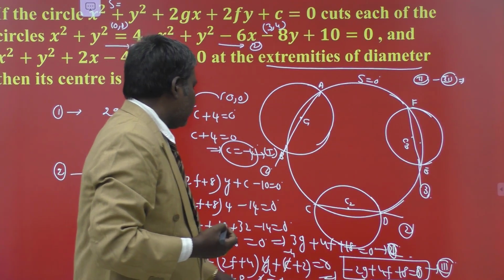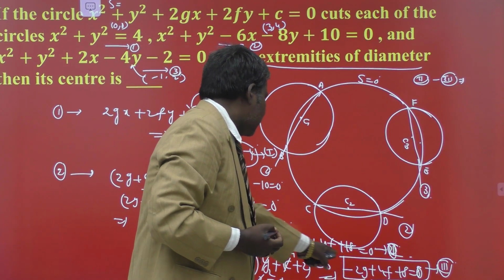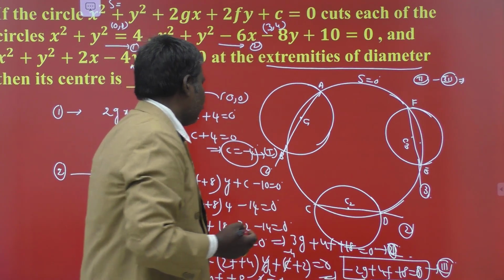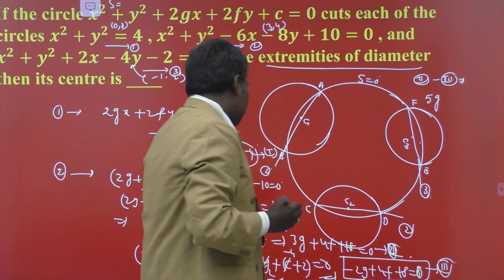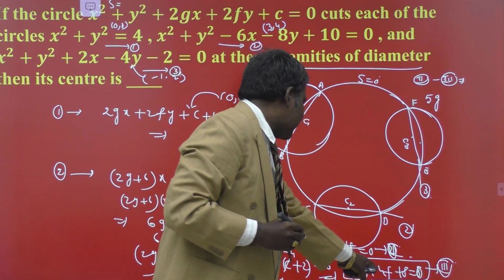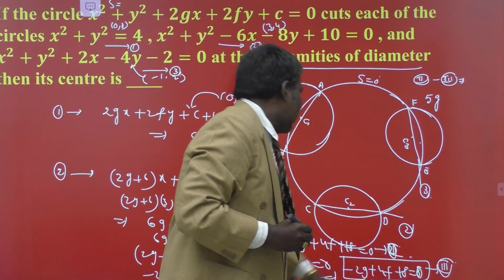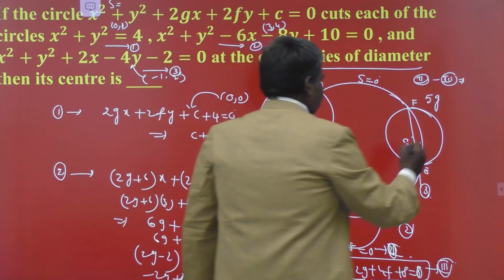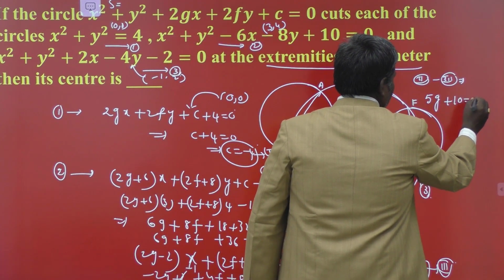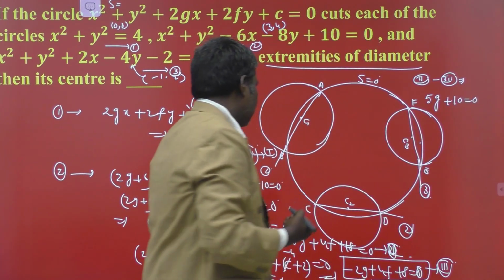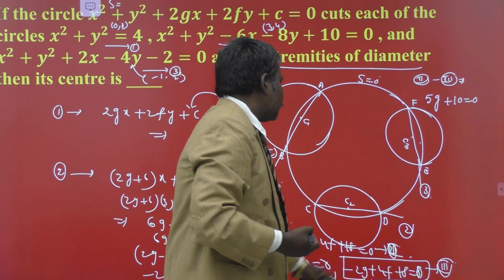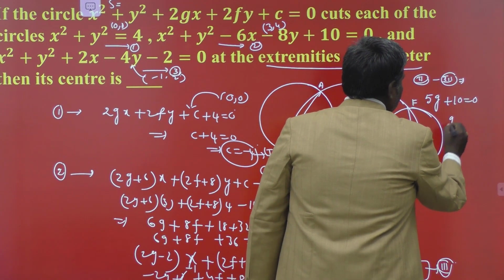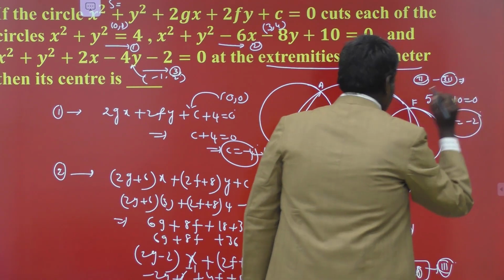What we get, dear students? See here, 3g minus of minus, plus 2g, 5g. Here 4f gets cancelled. 18 minus 8, that means plus 10 is equal to 0. This is 18 minus 8, 10. This is 3 plus 2, 5g. So the value of g is equal to minus 2.